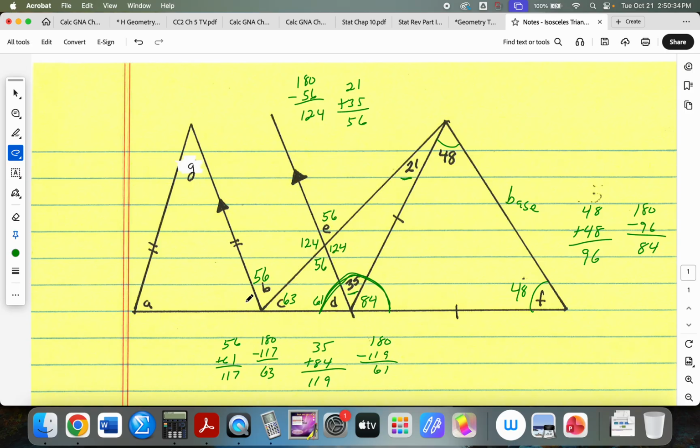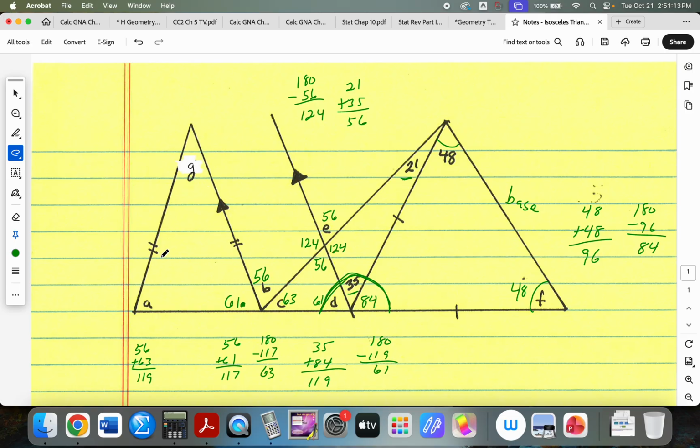There are 2 ways to find this angle right here. One is to look at these 3 angles. What do these 3 angles add up to? 180. So 56 plus 63 is 119 from 180. Oh, wait a minute, I already did that calculation right over here. It's 61. Why is this angle the same angle as D? Because they're corresponding and the lines are parallel. That would have been the faster way.